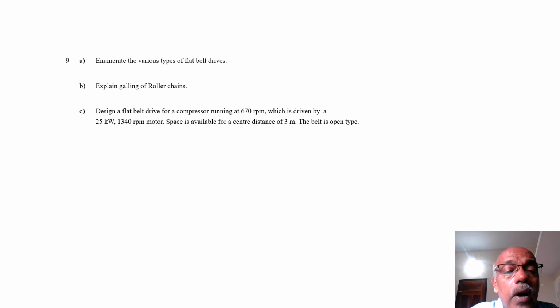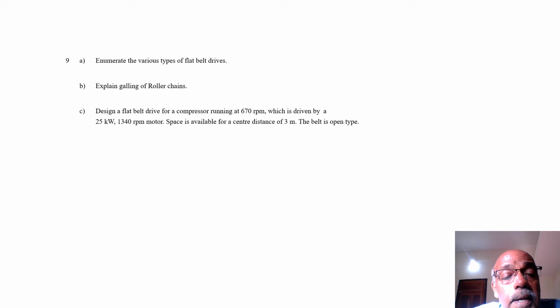Explain galling of roller chains. Galling means what? Chains, belts and ropes are used for transmitting power from one area to another. So there will be some physical process of loss, and that leads to loss of power also. Connecting with those ideas, somebody has identified some terminology, maybe called galling. You can answer that question in such a way. But for the final correct argument, you have to refer to the textbook.